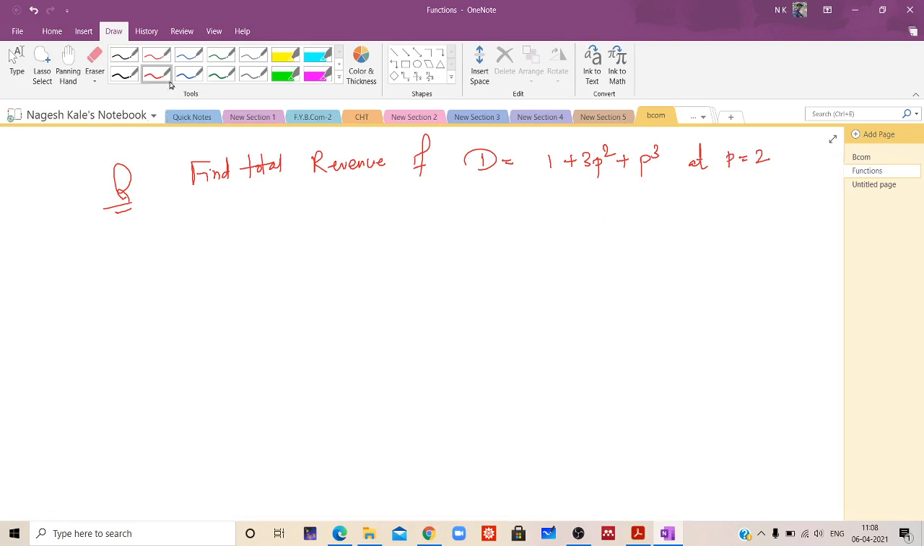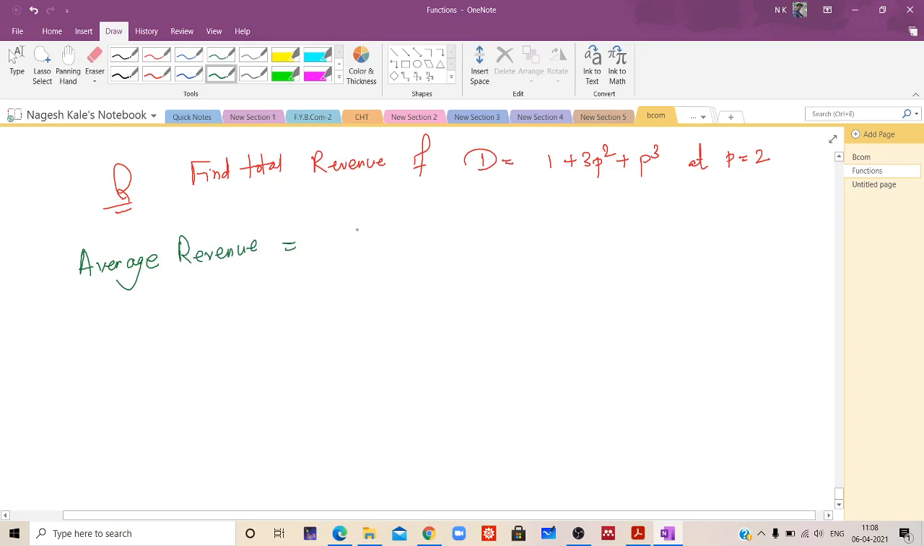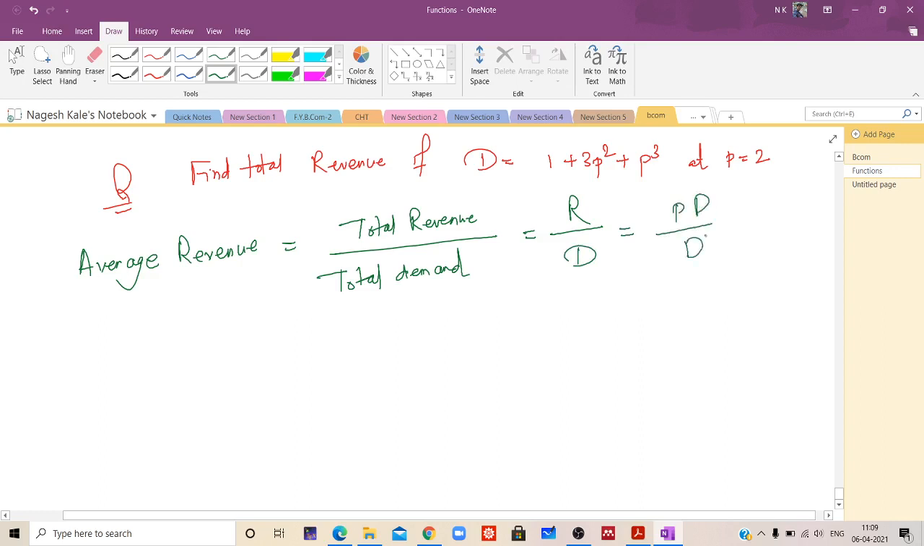So after discussion of total revenue, let me now come to the point of average revenue. As we have calculated average cost, we also calculate average revenue, and its formula is very simple. What is average revenue? Average revenue is the total revenue divided by total number of items sold, meaning total demand. So total revenue is R, capital R, divided by total demand, which is capital D. So R is P into D divided by D. So D gets cancelled with D, so the answer is P. So average revenue is always P.